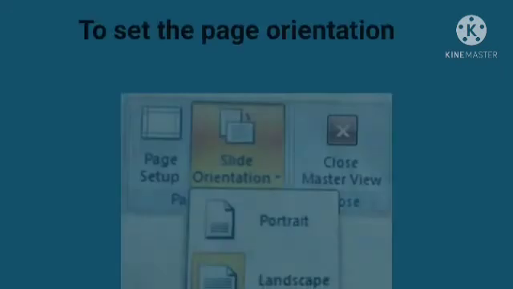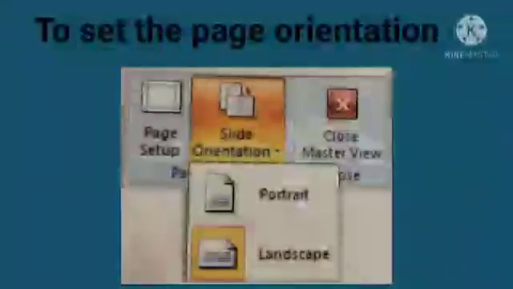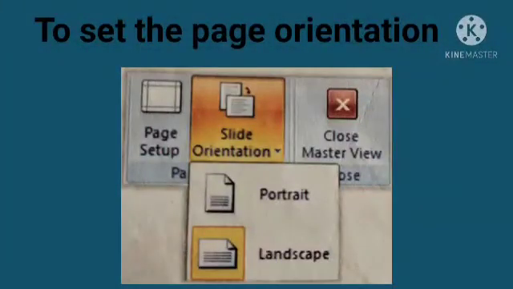To set the page orientation. Now students, the page orientation in a presentation slide is the way in which the rectangular slide is oriented for normal viewing while presenting. The two most common types of orientations are portrait and landscape. And these are the two formats available in Microsoft PowerPoint.